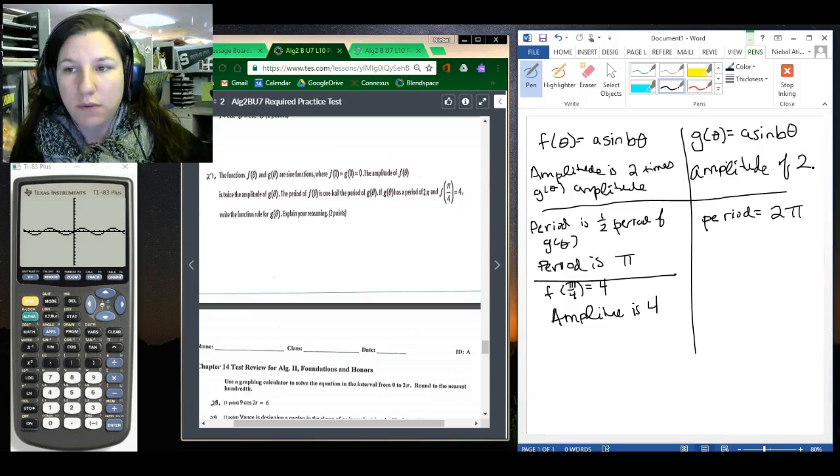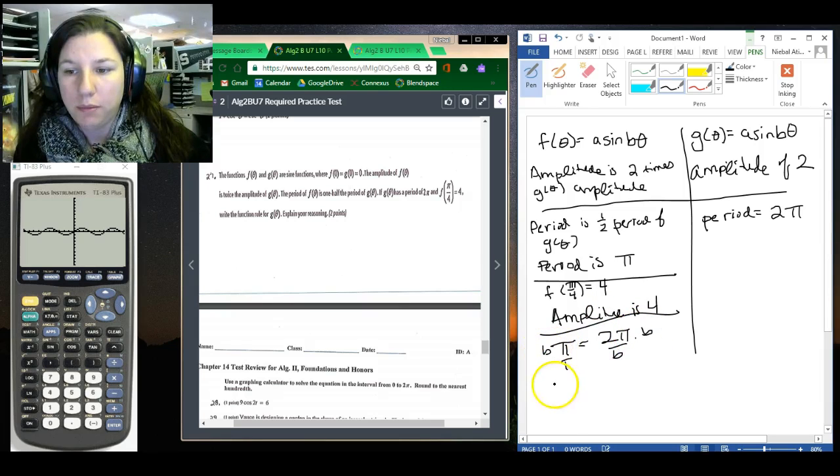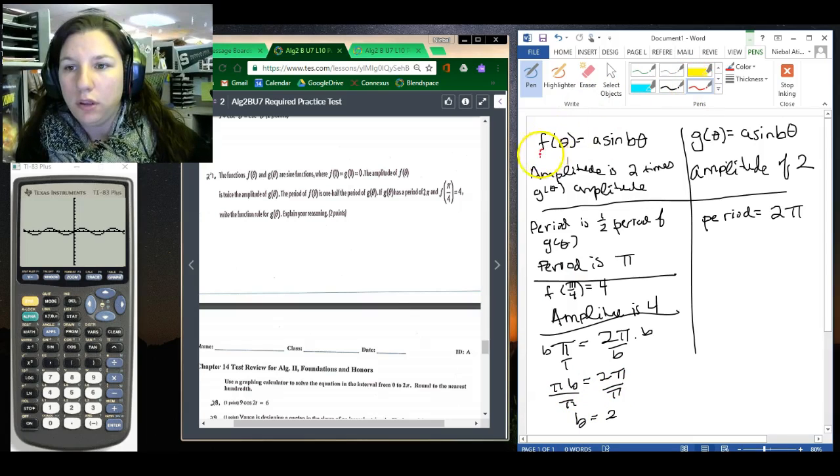So now we have everything we need to start filling in our equations. Our period here is pi. So remember, your period is equal to 2 pi over b. Multiply both sides by b, divide by pi, so we get b equals 2. So this equation is f of theta equals, amplitude was 4, sine 2 theta.